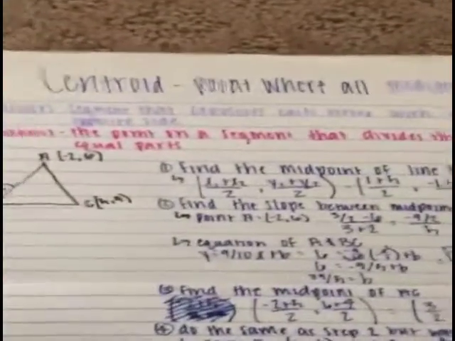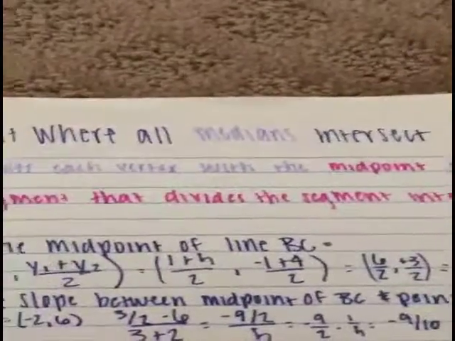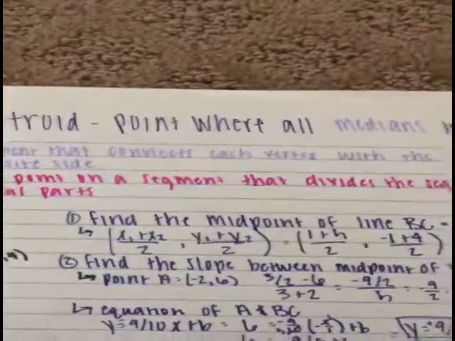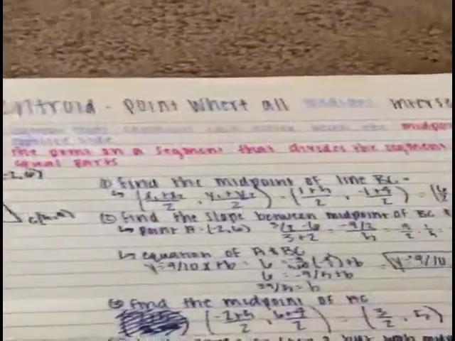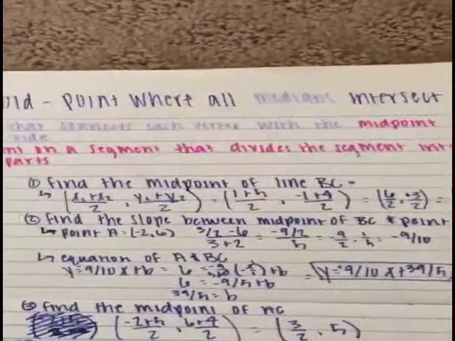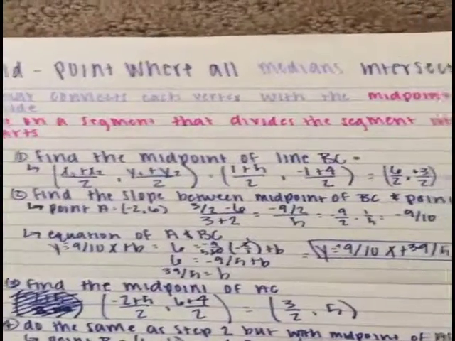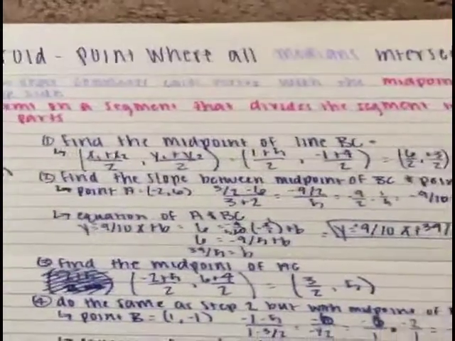So we are going to be finding the centroid, and this is the point where all medians intersect. A median is a segment that connects each vertex with the midpoint of the opposite side. A midpoint is the point on a segment that divides the segment into 2 equal parts. So first what we're going to do is find the midpoint of line BC. We're finding the midpoint because this is where it will be when it's connected from the vertex.